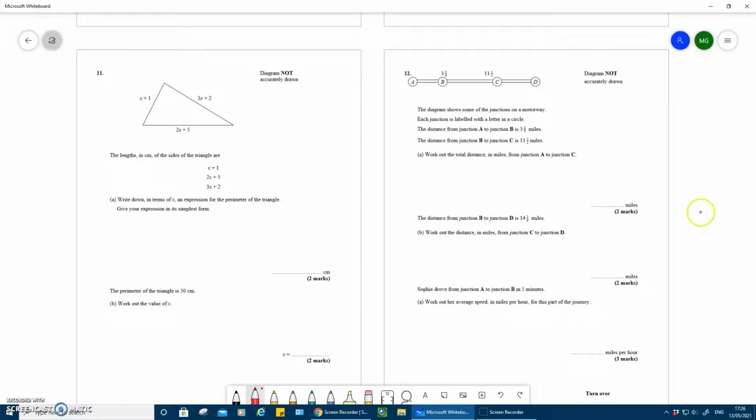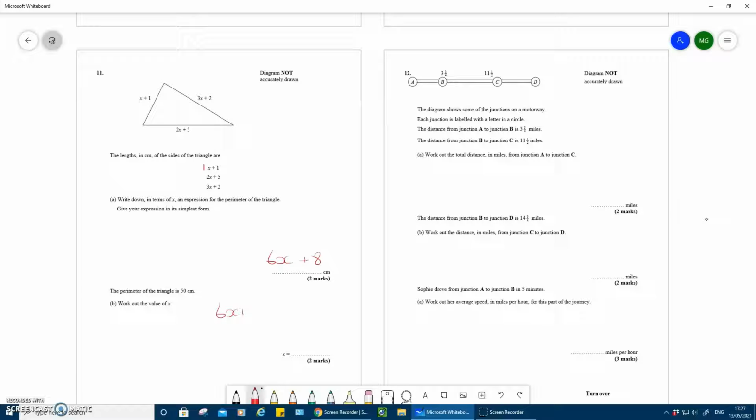Question number 11. The perimeter is where you add up the distances around the edge. So because it's laid out really nice for us here, x plus 2x plus 3x. Remember x is 1x. So that gives us 6x. And then we add up 1, add 5, add 2 is 8. 6x plus 8. It then tells us the perimeter is 50.